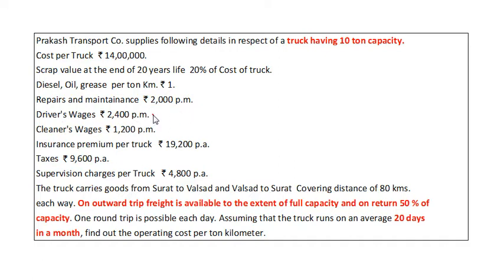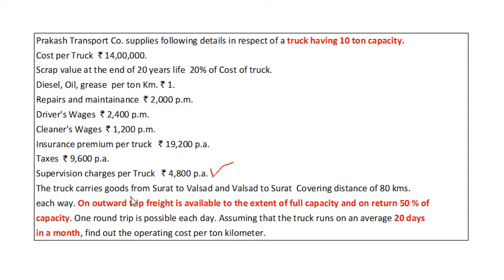Driver's wages rupees 2400 per month, fixed charges. Cleaner's wages rupees 1200 per month, fixed charges. Insurance premium per truck rupees 19,200 per annum. It is a fixed charge. So per month it will be 19,200 divided by 12 months. Taxes 9,600 per annum. So it is fixed charges. Supervision charges per truck rupees 4,800 per annum.